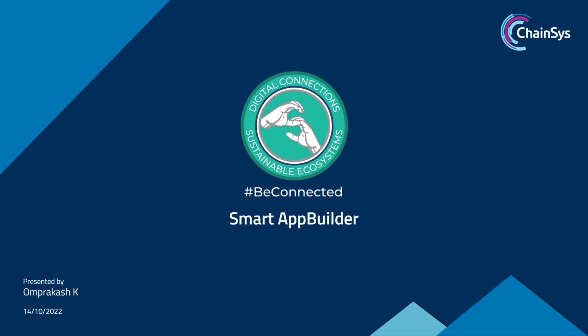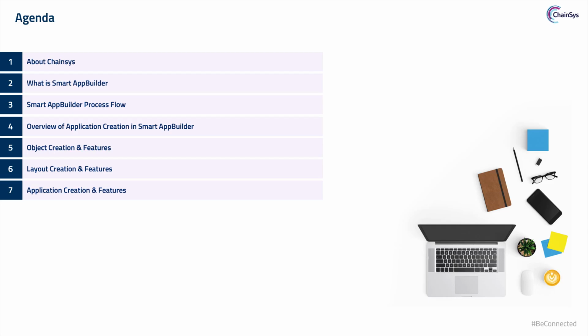Good morning, everyone, for joining the BConnect. In this session, we are going to have a look at the Smart App Builder product training. Let's move on to the session. First, the agenda of today's session is about Changes, what is Smart App Builder, the Smart App Builder process flow, an overview of application creation in Smart App Builder, object creation and features, layout creation and features, and finally application creation and its features.